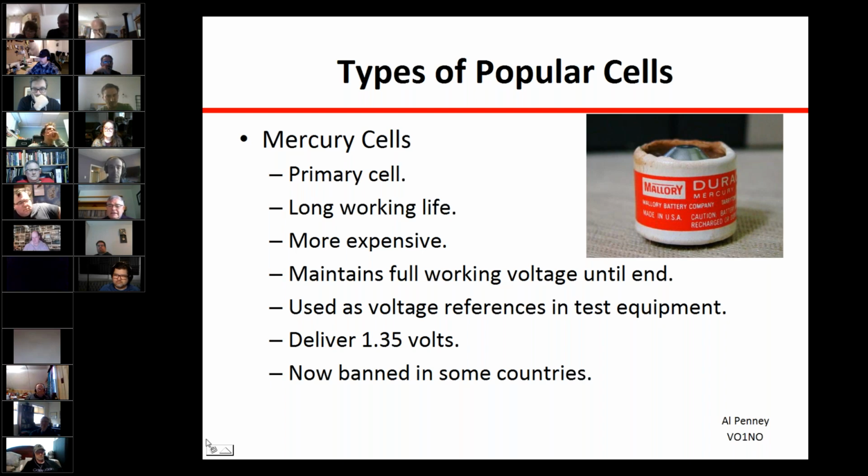Delia, it's 6 1.5 volt batteries in series that generate 9 volts. So it is a 9-volt battery. And yeah, Trevor says cameras used to use them. Yeah, but like I say, they're banned in Canada now, banned in a bunch of countries because of the mercury content.